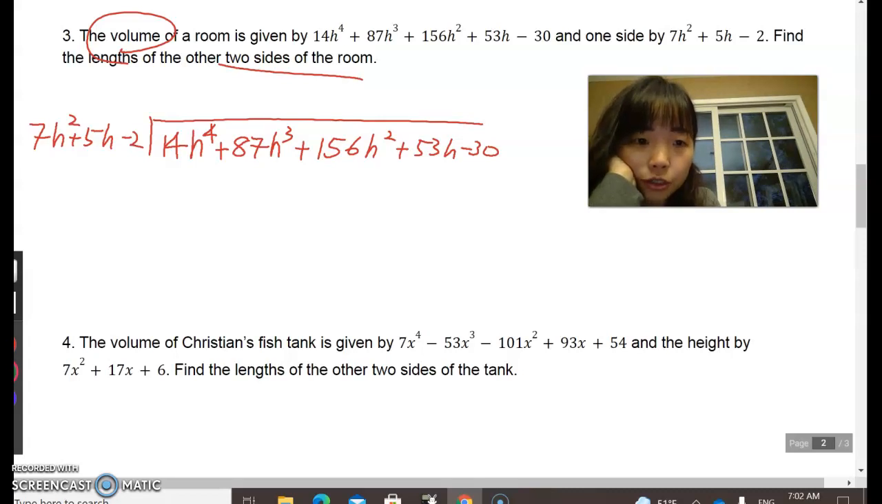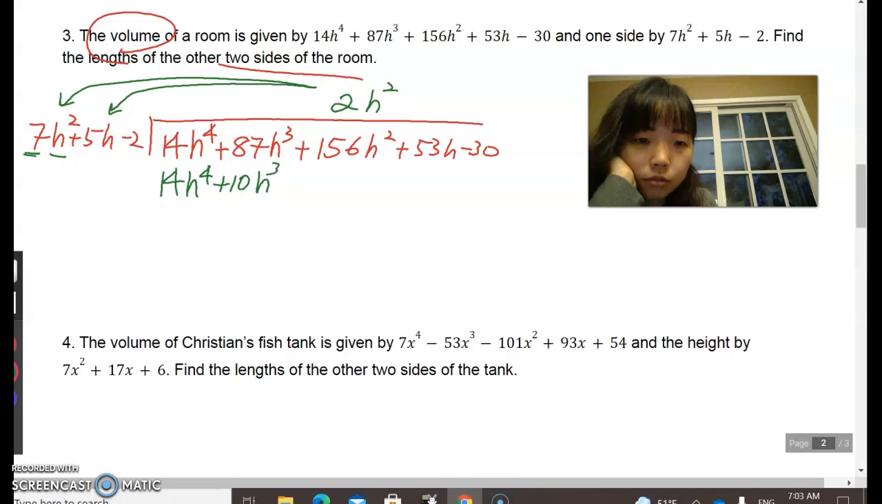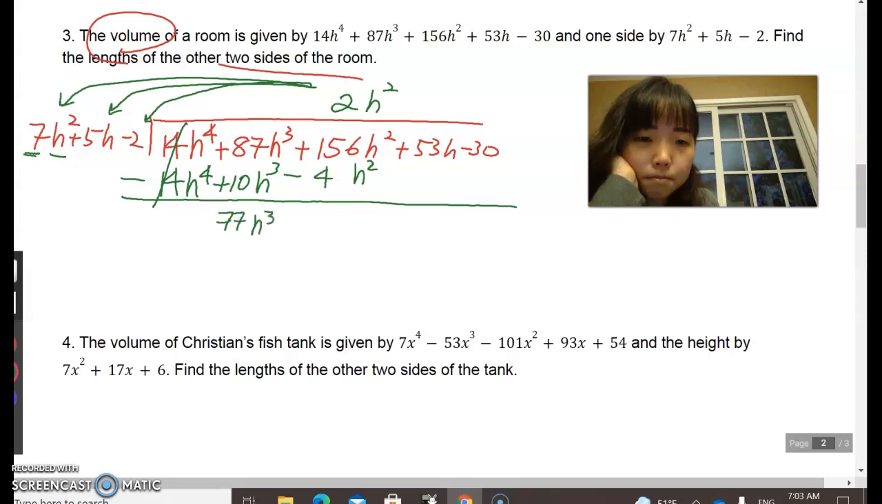Okay, we want to make sure we get 14h^4 right there. So I need 2. And I have h squared, but I have h^4. I need 2h squared. Now we just multiply: 14h^4, check. 10h cubed, check. Negative 4h squared. Don't forget to subtract. Done. 87 minus 10, 77. 156 minus negative 4, negative 160h squared. Then you just bring down the next term.